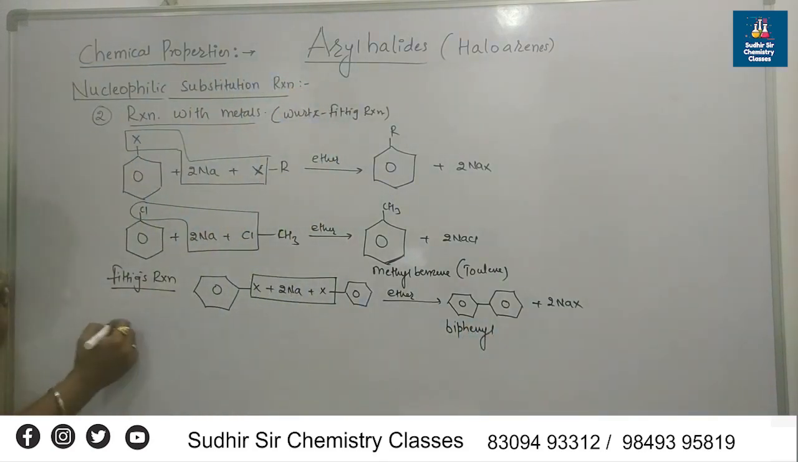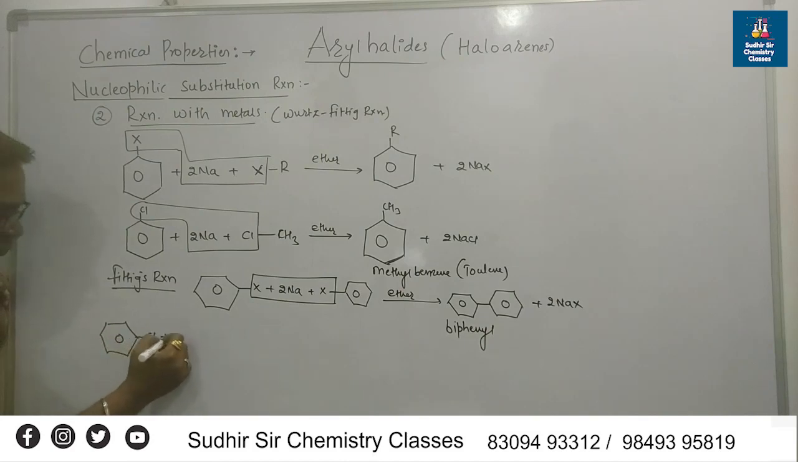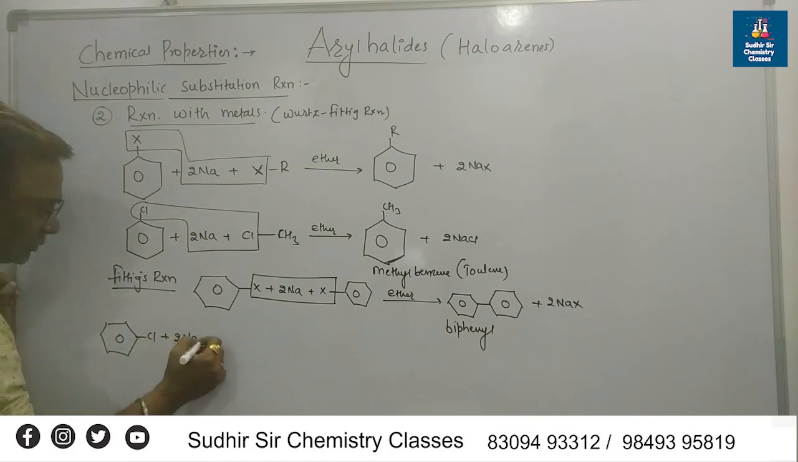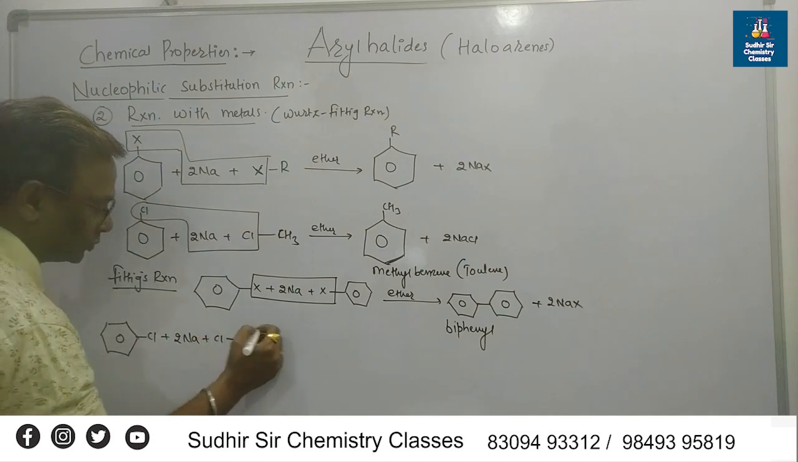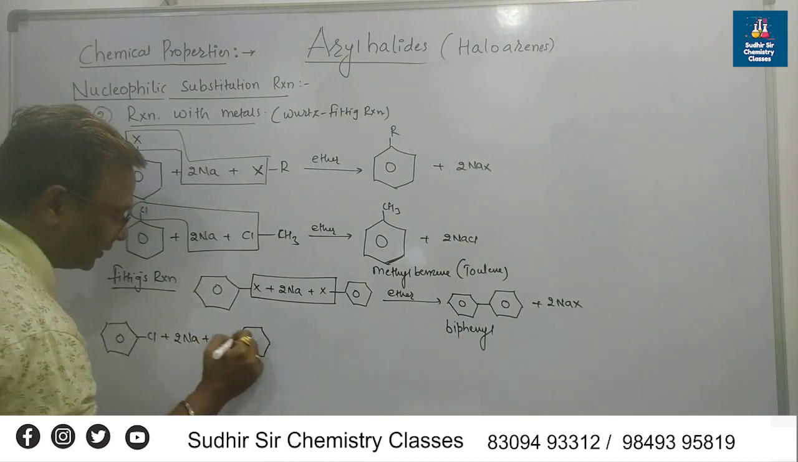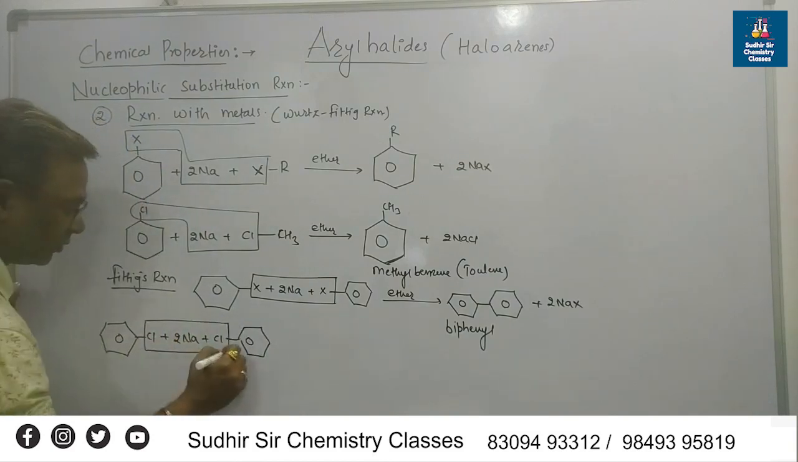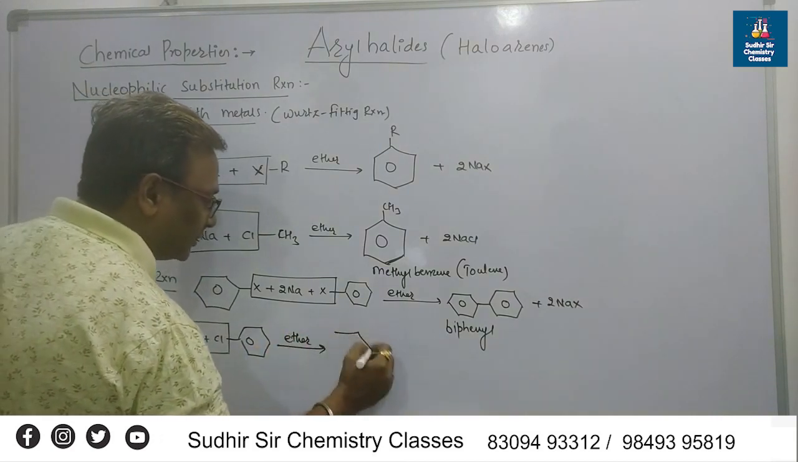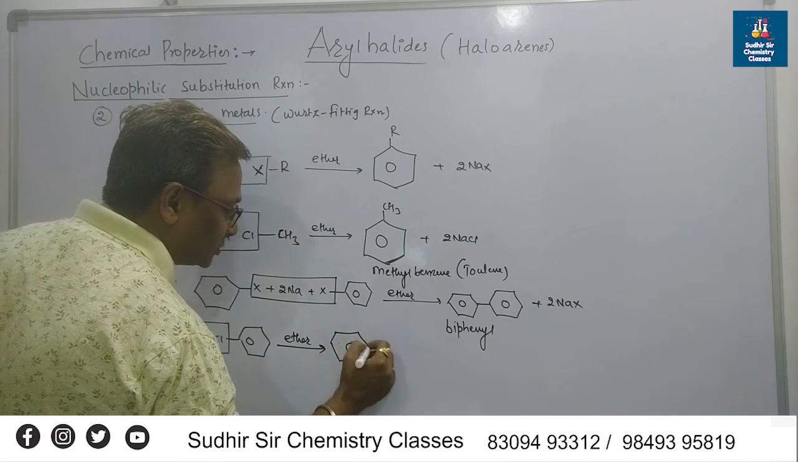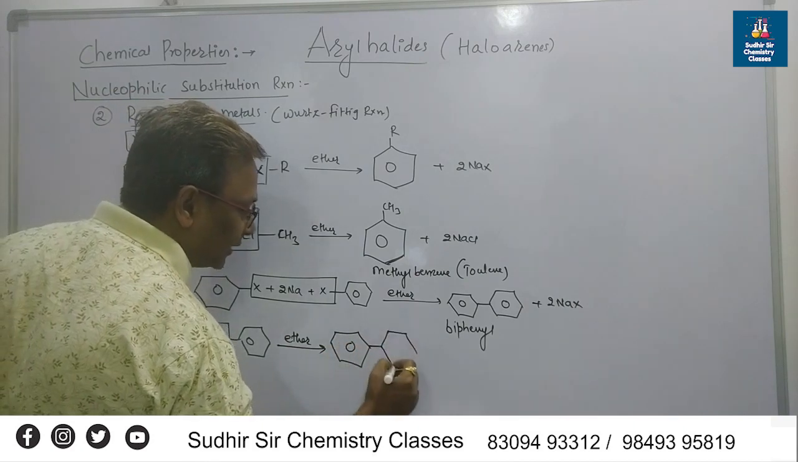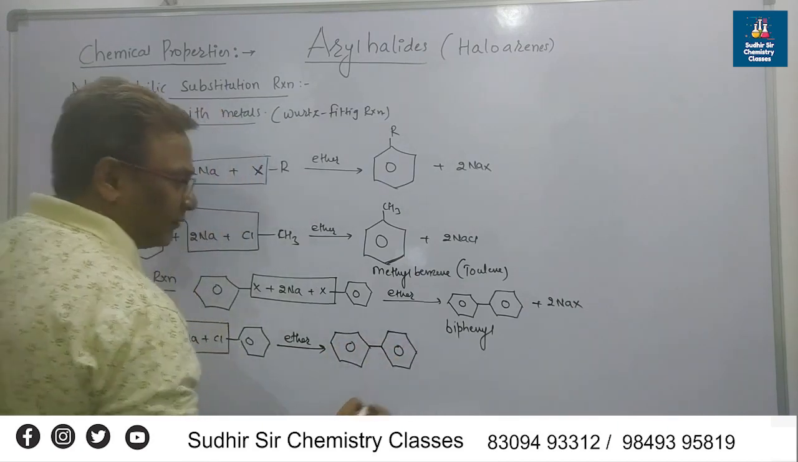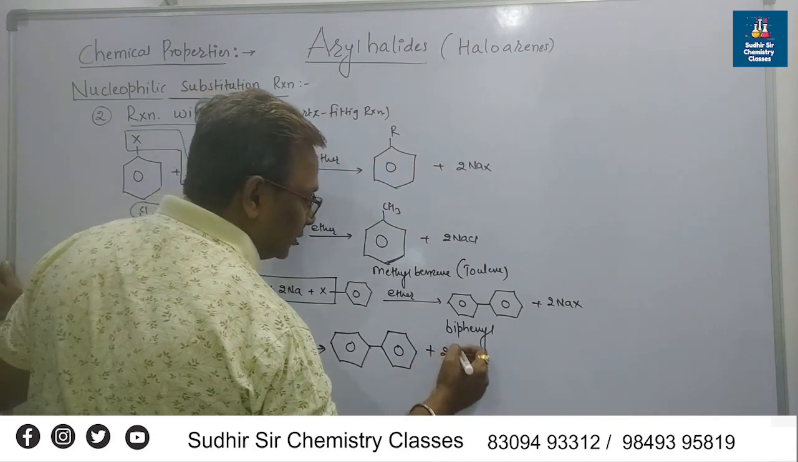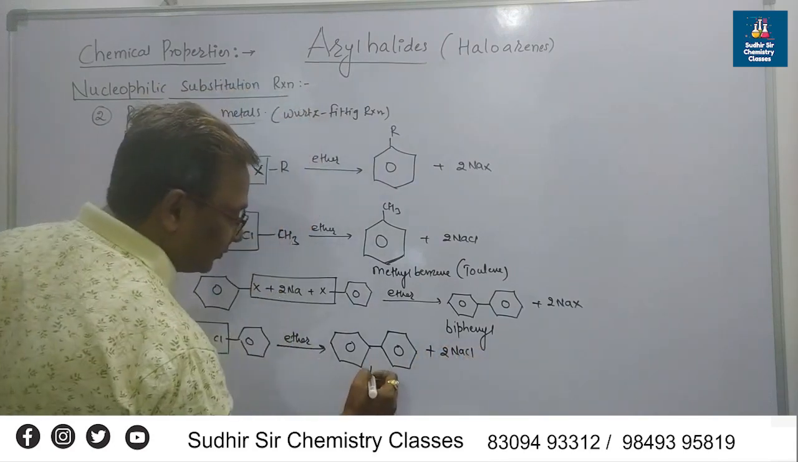We can write this reaction how? By using chlorobenzene. So 2 moles of chlorobenzene treated with 2 moles of sodium. Here chlorine and Na came off, and the reaction takes place in presence of the medium called ether, where it gives rise to biphenyl. This is called biphenyl, and the remaining 2 moles of NaCl came off.